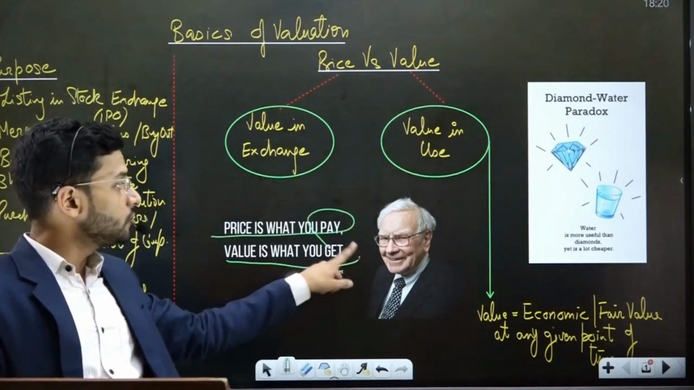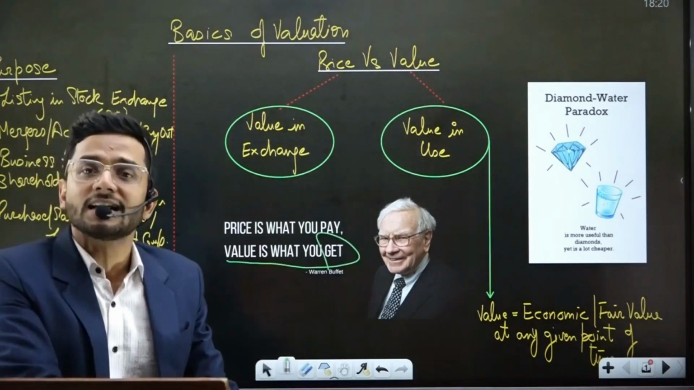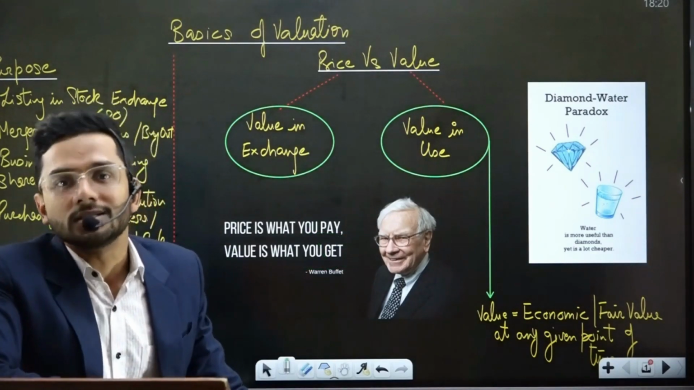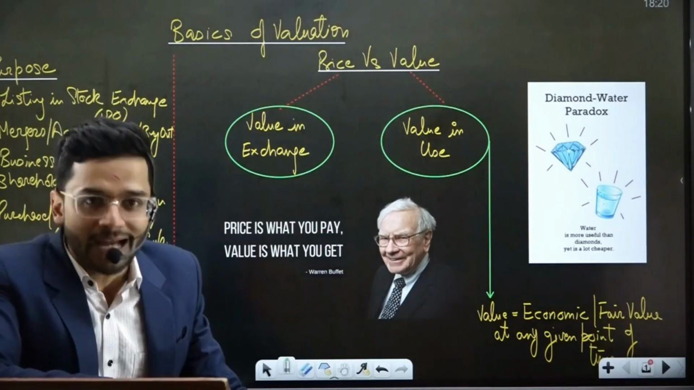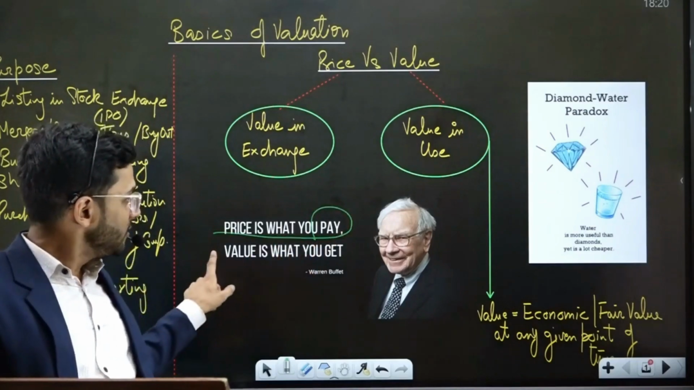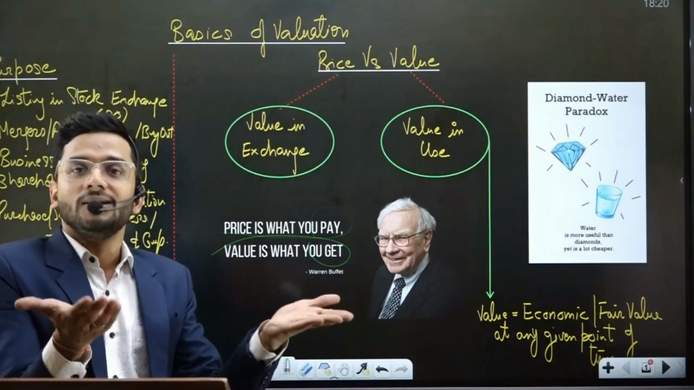And value is what you get. So what was I getting? I was getting value worth rupees 45 lakhs. But how, sir? In the form of revenue from my students. I was getting that kind of money back. So price is what you pay and value is what you get. That is the difference between price and value.